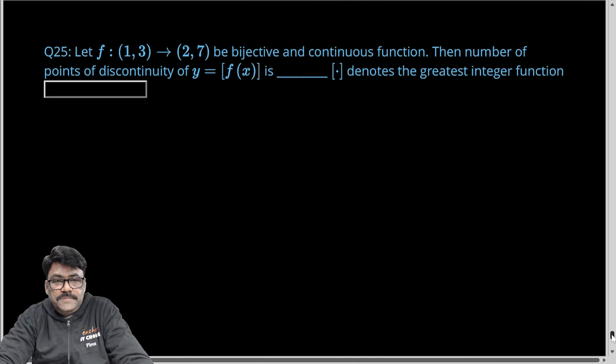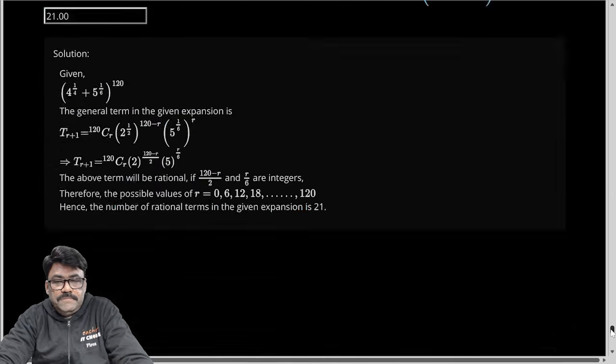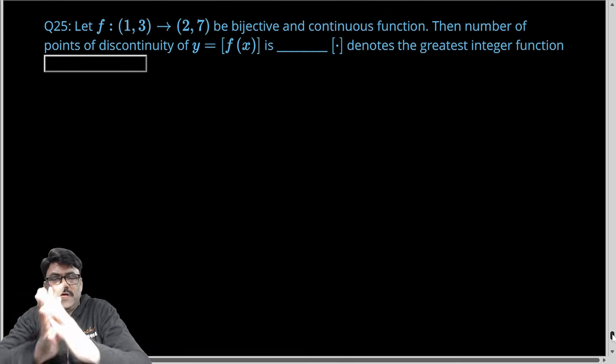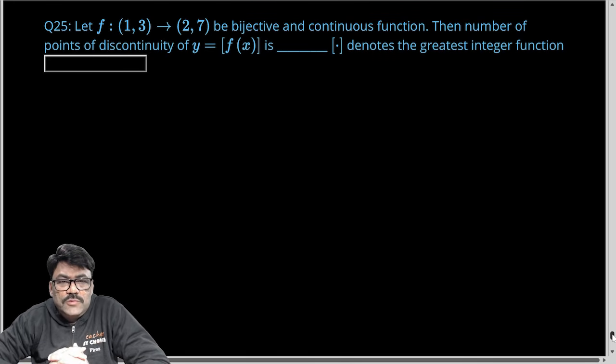See this question. They are saying that this function f is defined from 1 to 3 to 2 to 7, and it is a bijective function and continuous also. Bijective means 2 to 7 is the range of the function. Domain is 1 to 3 and range is 2 to 7.